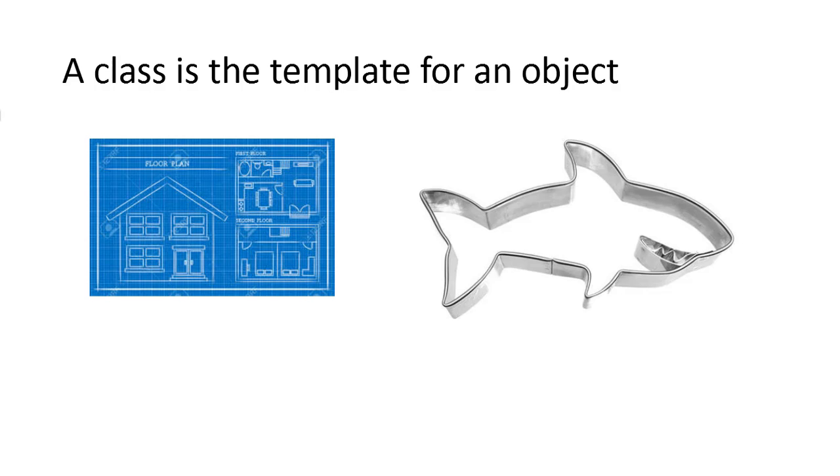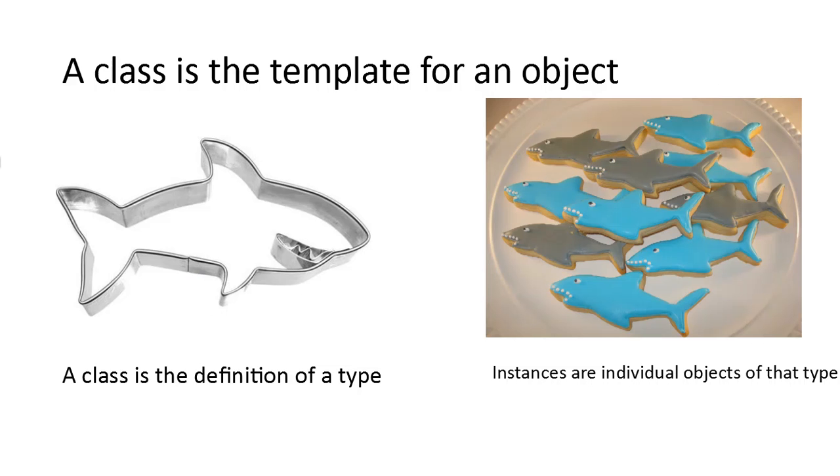So you can think of a class definition as a blueprint or a cookie cutter. The blueprint itself is the class, and then the instances are the houses you make using the blueprint. Your class is the cookie cutter, and you're going to use the cookie cutter to stamp out instances of that cookie. So that's how we can think of a class. A class is a template or a blueprint for an object, and the instances are the individual objects that we make using that class definition.